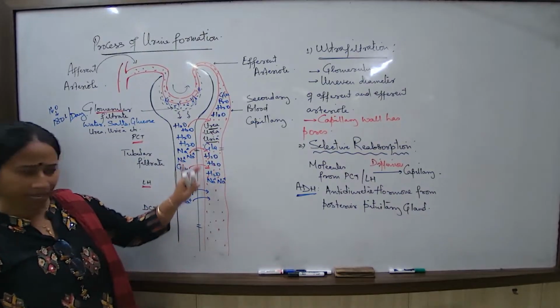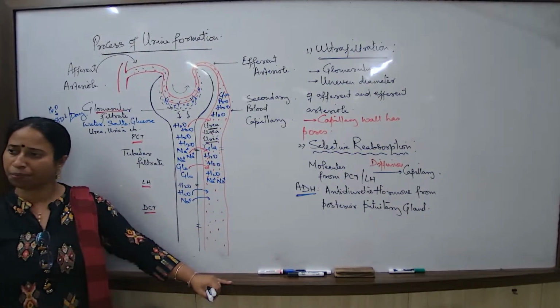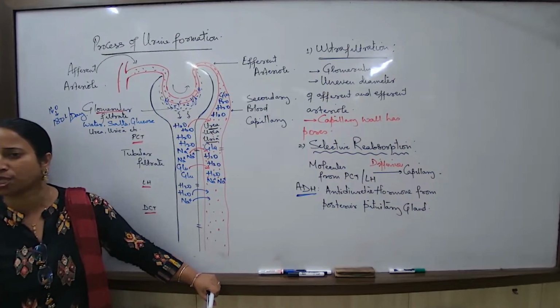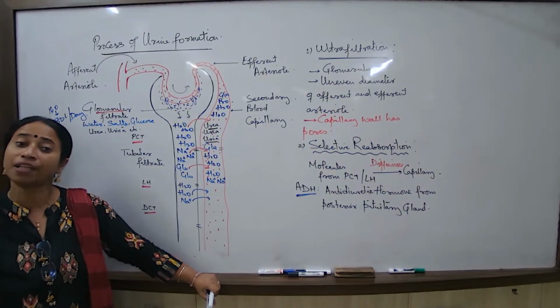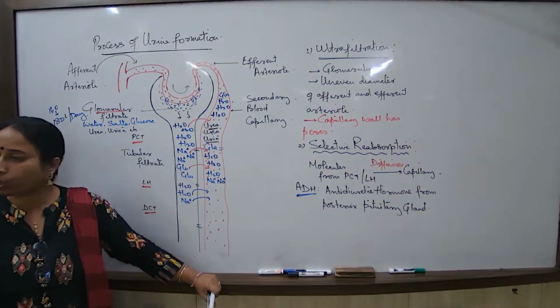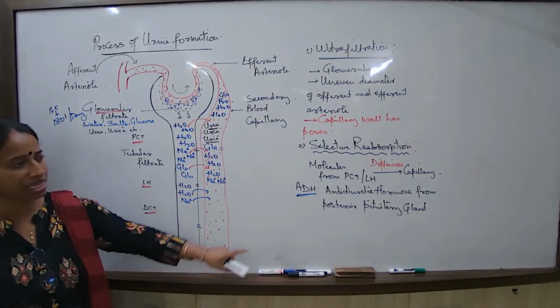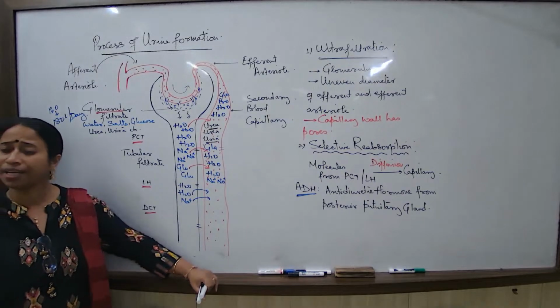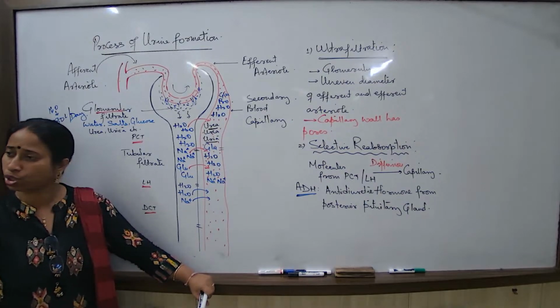So the entire concept of reabsorption majorly happens in two parts of the nephron. Which are the two major parts of the nephron? The PCT and the loop of Henle. Which hormone regulates this entire process? ADH. So I just now mentioned that ADH is regulating the process of reabsorption.